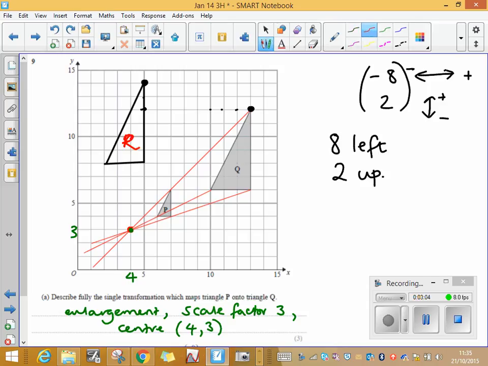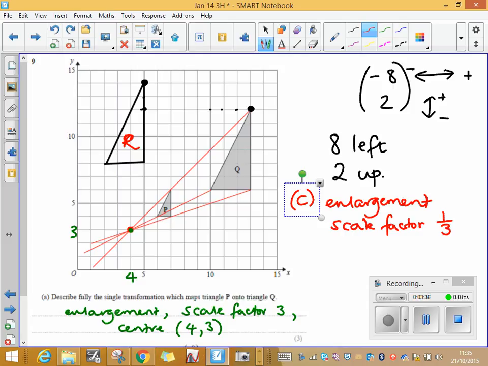Okay, the last part of the question says, describe fully the single transformation which maps R onto P. Okay, so R onto P. Now again, I can see that it's an enlargement, but in this case, R onto P means that the shape is actually smaller. So it's still an enlargement. The scale factor though, R is 3 units across, P is only 1. The scale factor, instead of being 3, because we're going from R to P, the scale factor is 1/3, because the size of P is 1/3 the size of R.